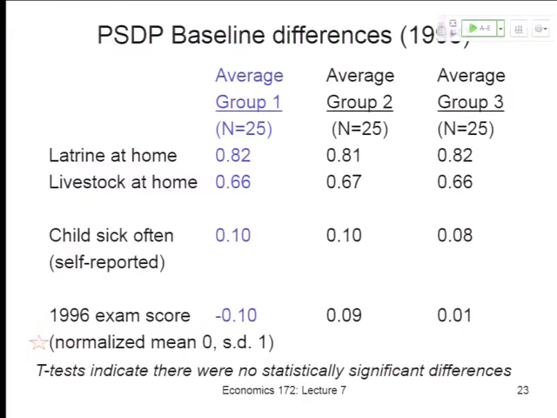It looks like at baseline, if we look at sanitation, asset ownership, health, or education, the schools look really similar. So it's probably valid to compare them in terms of their later outcome when group 1 gets deworming. Let me pause for a second, see if there's any questions or any other patterns you see in the data here.